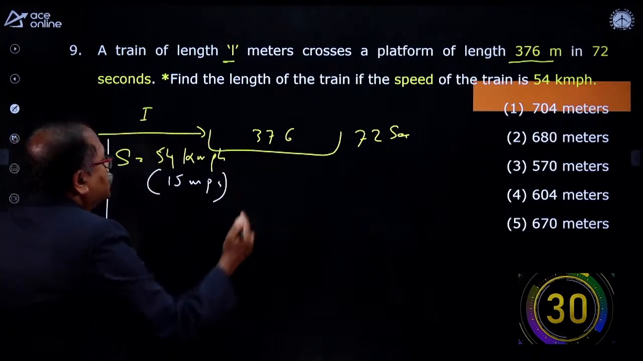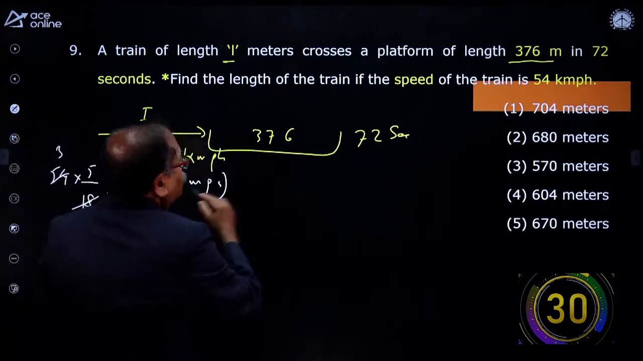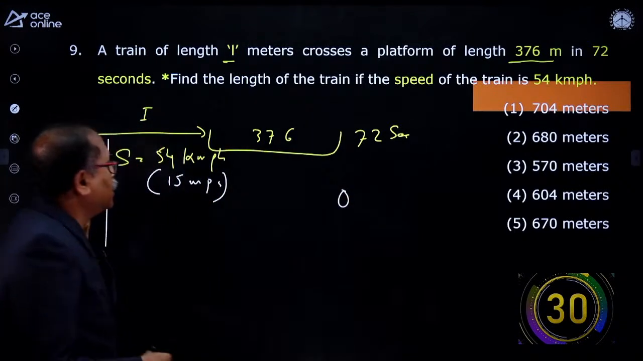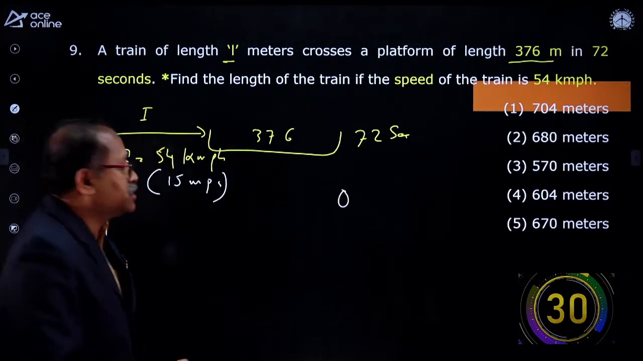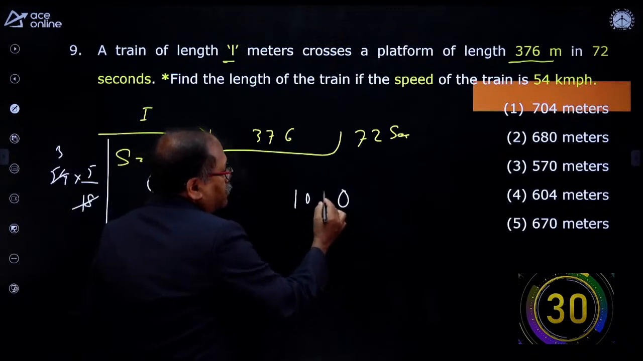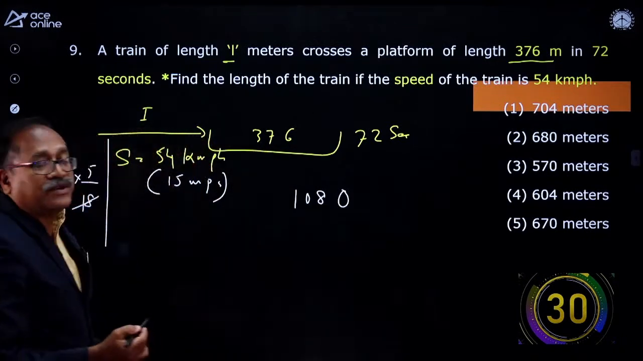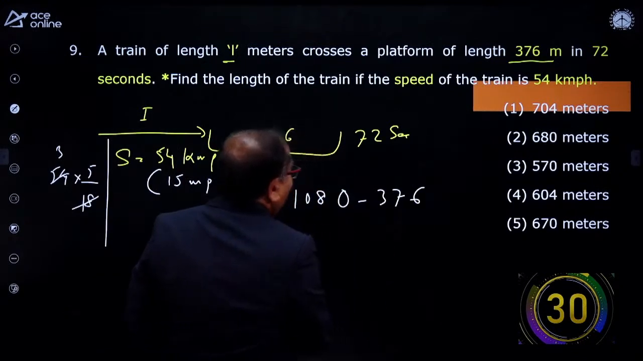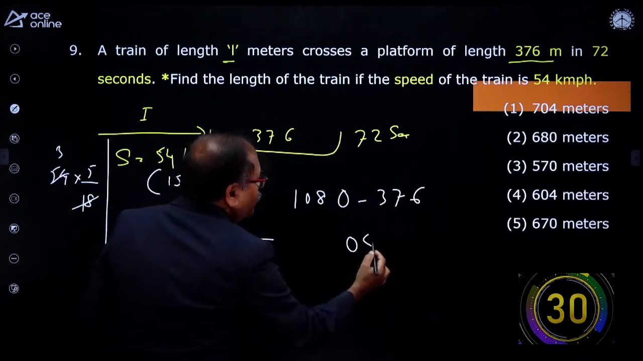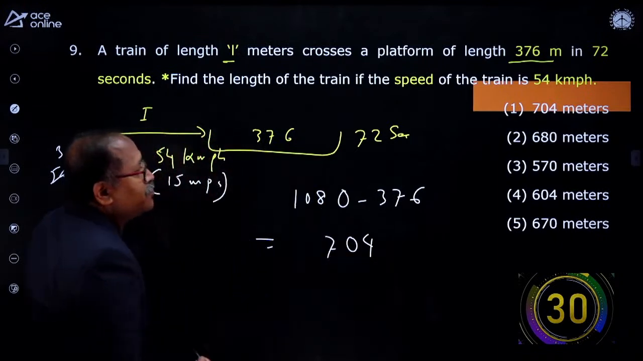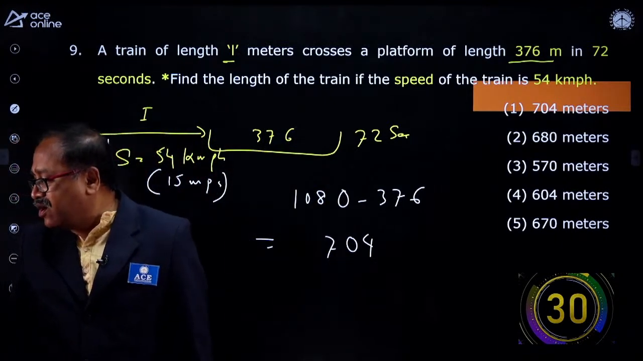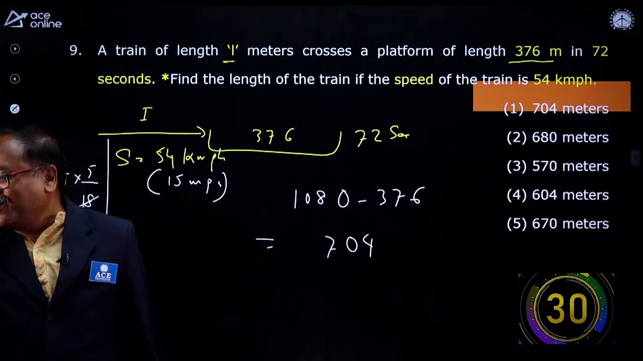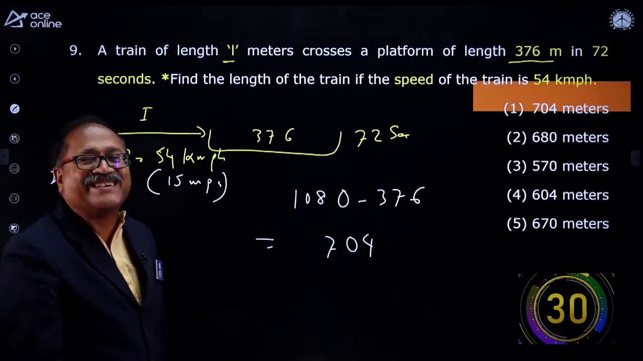The total distance will be 15 into 72. 15 2s are 30, carry 3, and 15 7s are 105 plus 3, 108. And we already know 376 is the platform distance, so this is 704. Option 1 rightly said. Wow, Appal Naidu sir, you are writing the calculation also.